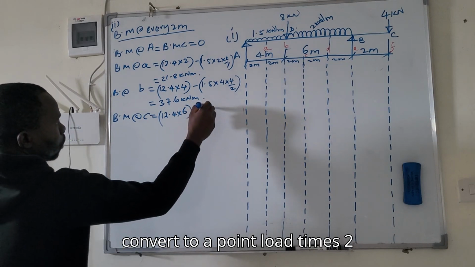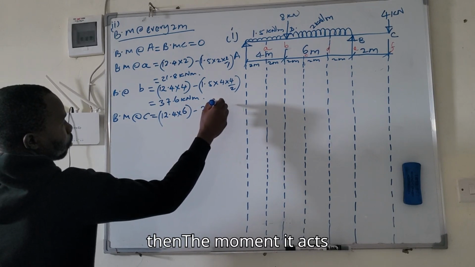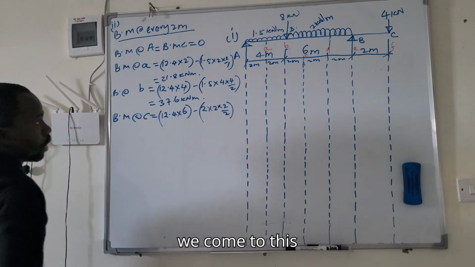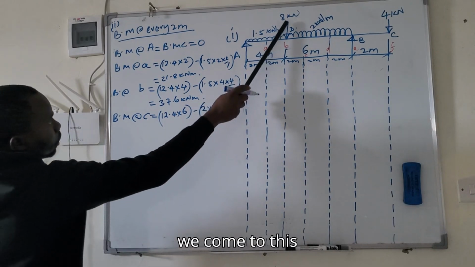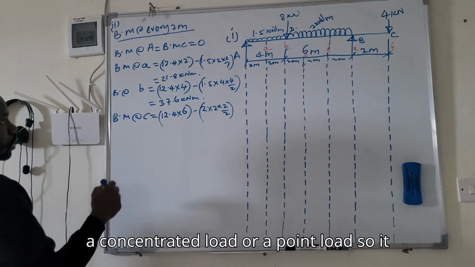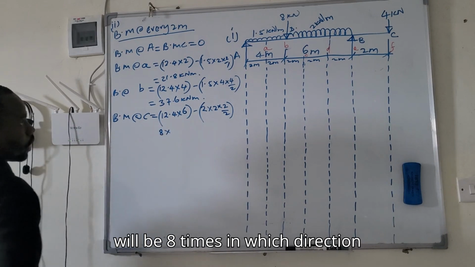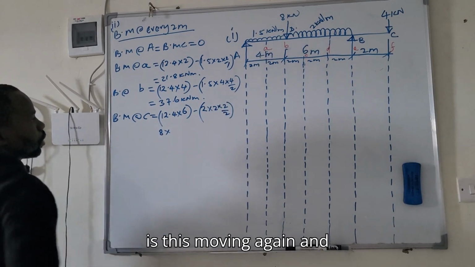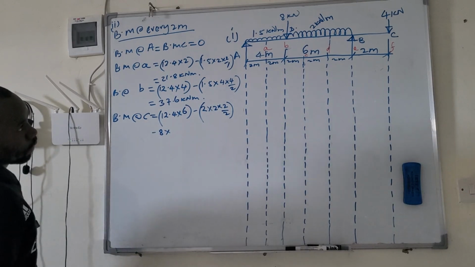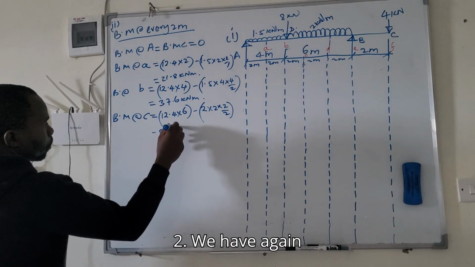So you convert to a point load times 2. Then the moment acts at the center, over 2. We come to this 8 kilonewton, which is a concentrated load or a point load. So it will be 8 times. In which direction is this moving? Again, anti, so it's minus 8 times the distance, which is 2 times 2.